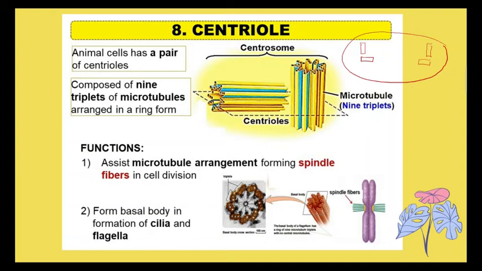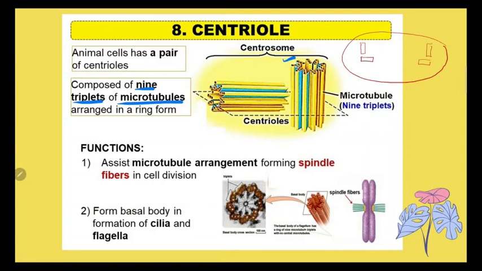Okay, so centriole is composed of 9 triplets of microtubule arrangement, which is arranged in ring form. So this diagram shows how the 9 triplets are arranged.